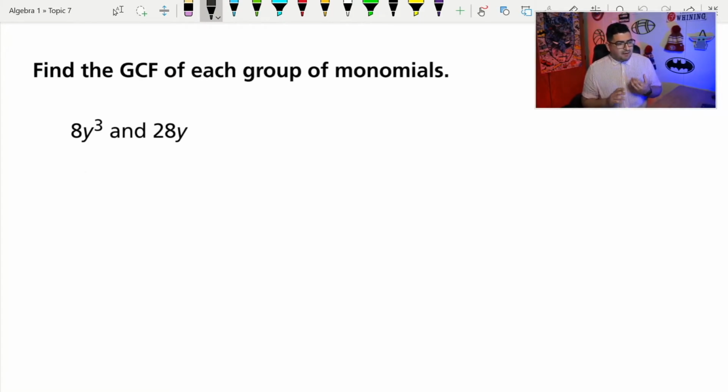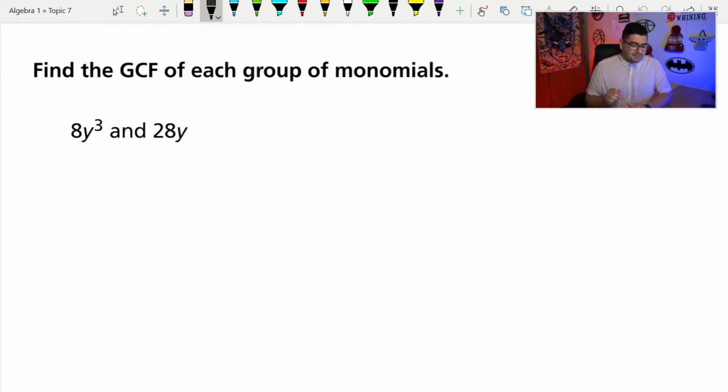And remember that the greatest common factor is the biggest thing, term, or factor that can multiply into both of these. What is the largest factor? So for example, I see 8y raised to the power of 3 and 28y here. I know that 2 can go into both of these. 2 times 4y cubed can give me 8y to the power of 3. And 2 times 14y can give me 28y. But that's not the biggest one, okay? We are always going to aim for what is the largest thing that can multiply into both of these things, or however many things we're working with, monomials or polynomials, okay?